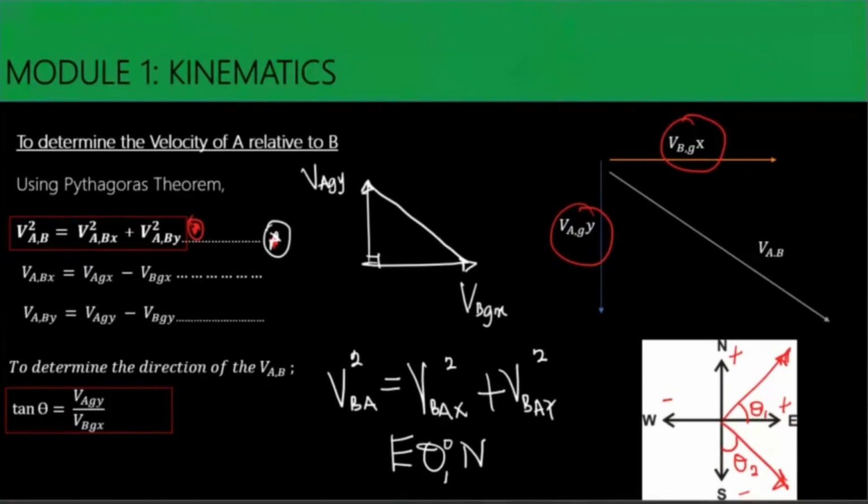So this one is theta 1. So for theta 2 is going to be what? South, because you can see that the angle is touching the southern direction. It's going to be south, theta 2 degree what? East. Just to show you how to write those angles, the direction.